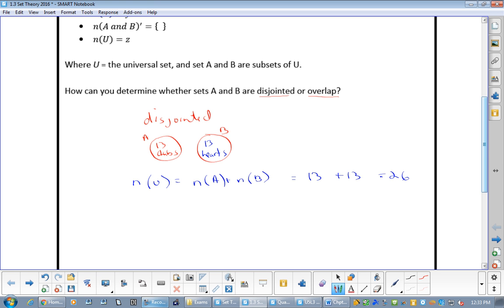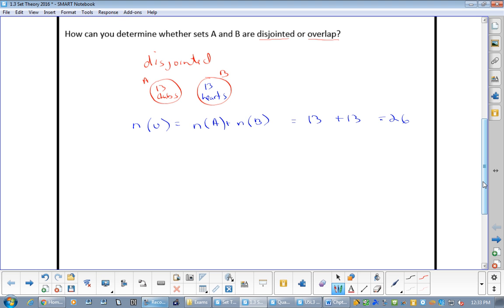Okay, now a grade 3 kid would be like, yeah, I get it. That makes sense, right? Why are you wasting my time? Okay, well, we want to talk about joint, or overlap.